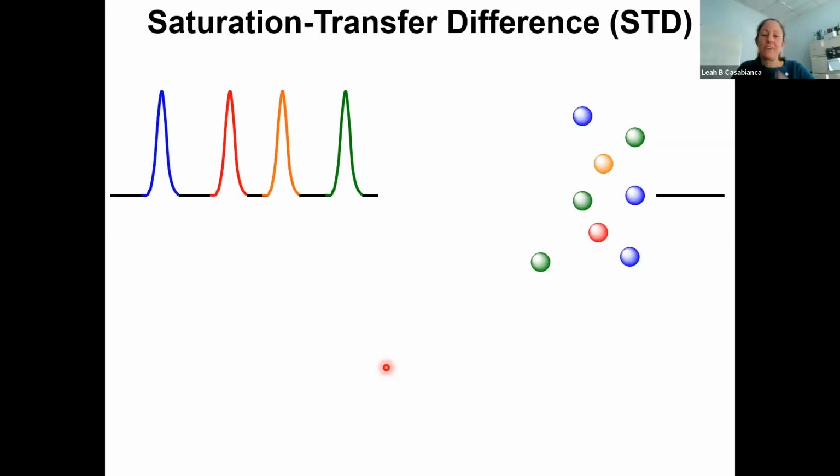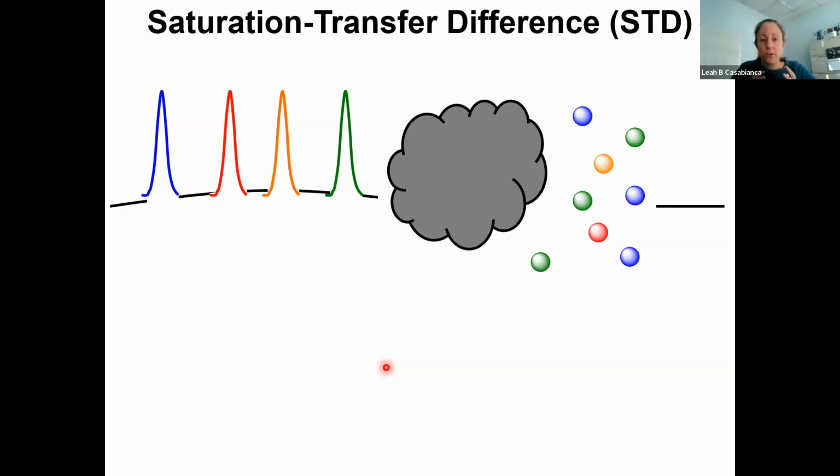So next I'm going to talk about the STD NMR experiment. The way that this works is if you have small molecules that are tumbling rapidly in solution, this will lead to narrow NMR lines. At the same time, if you have a large receptor in the same sample, it will have a broad NMR line. So you might see a broad hump, or it may be completely broadened into the baseline.